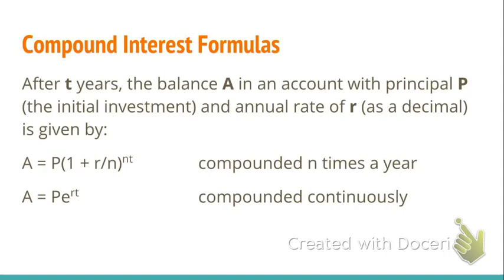If it says compounded continuously, you're going to use a different formula. Notice how there's no n in the bottom formula. So if they don't tell you how many times you're compounding specifically, if it says compounded continuously, you're going to use the PERT formula.